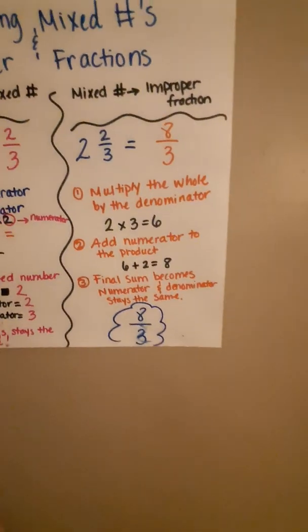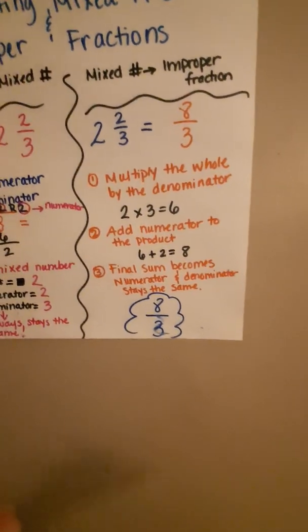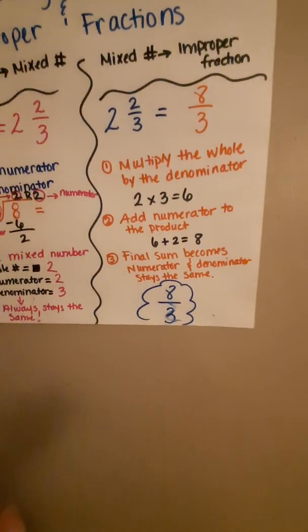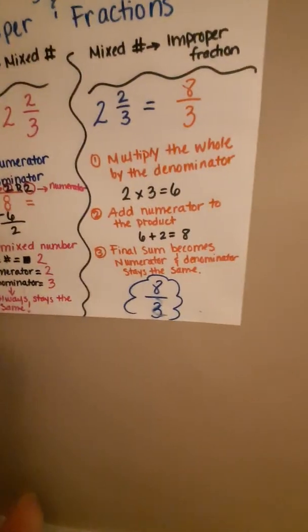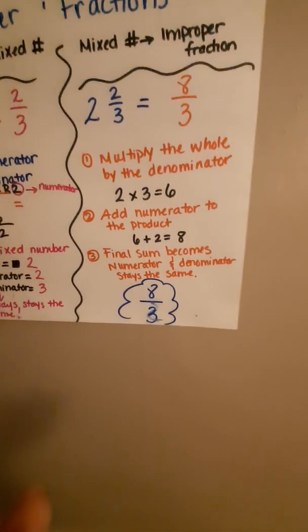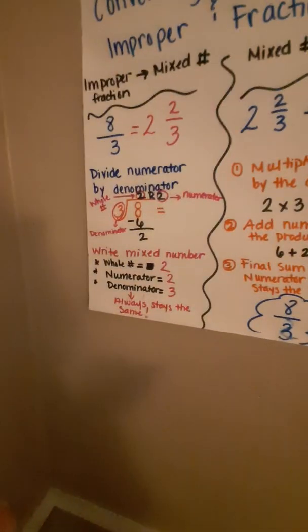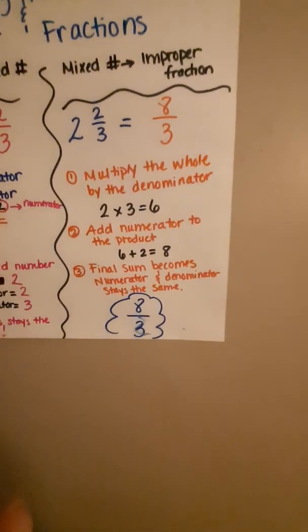So now let's go over here. Let's convert or change a mixed number into an improper fraction. Again, I'm going to use 2 and 2/3. What does that equal? It equals 8/3. How do I do that?